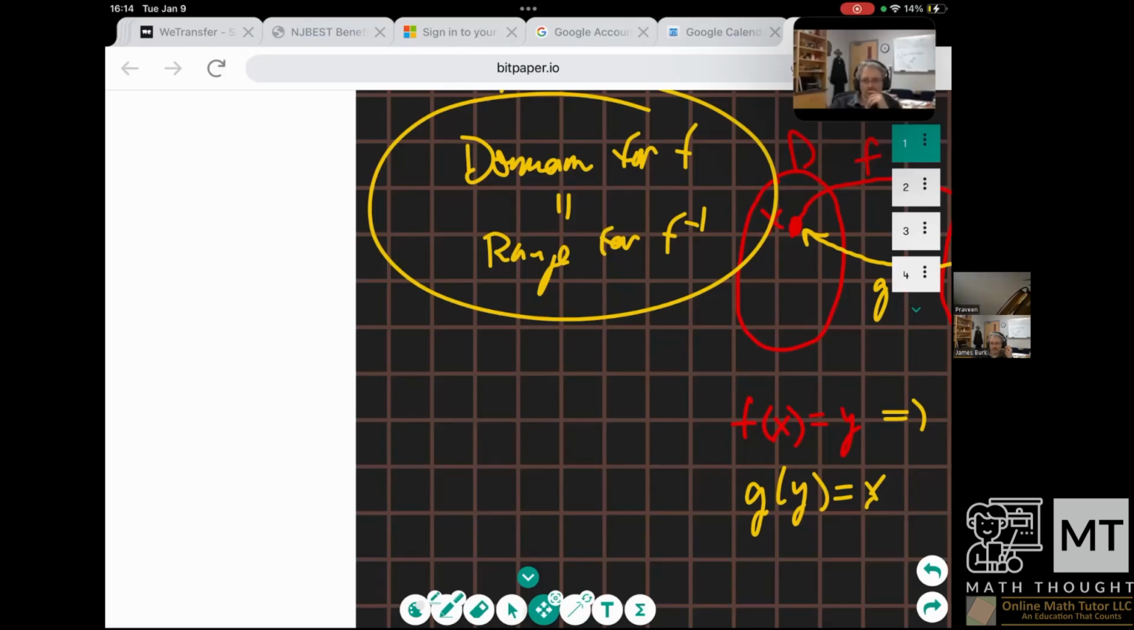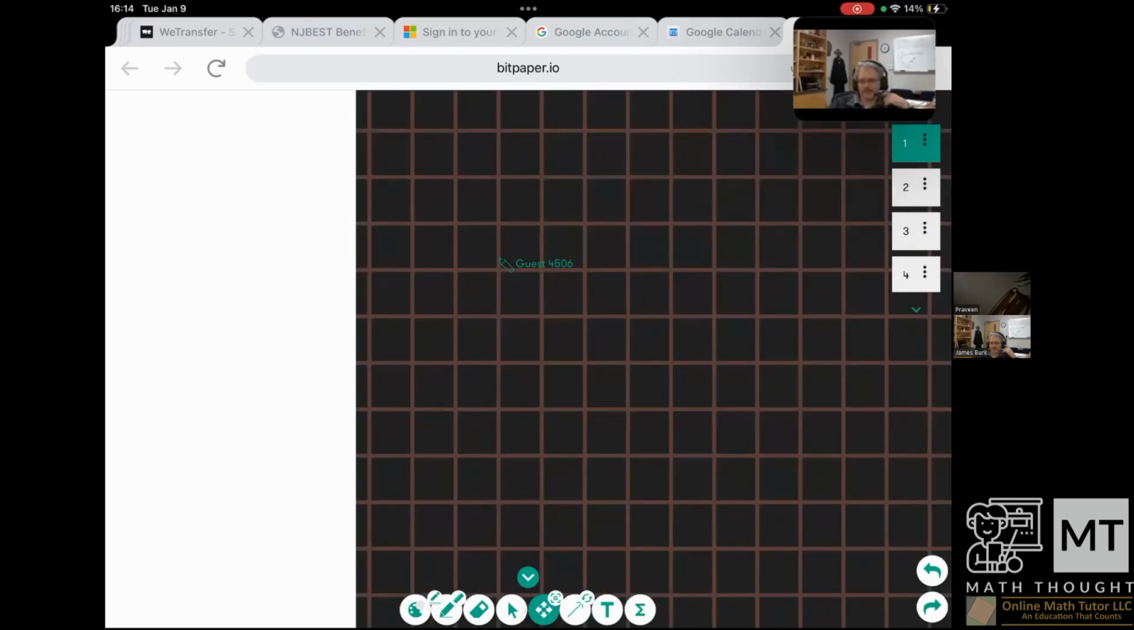I have a couple problems on my sheet here. Is it okay if I do them with you? Yeah, let's come up here and take a look at them. All right, I'll just write them down because I'm not technically adept to screenshot them or whatever.